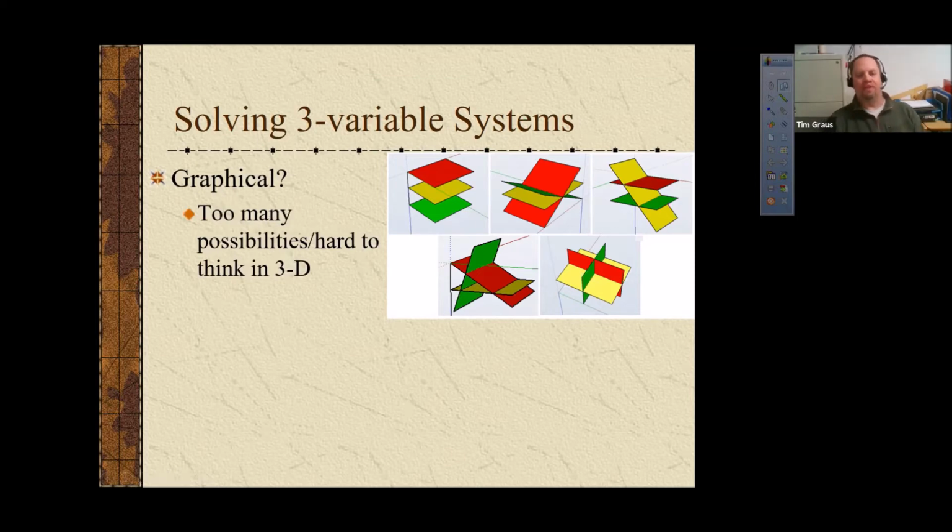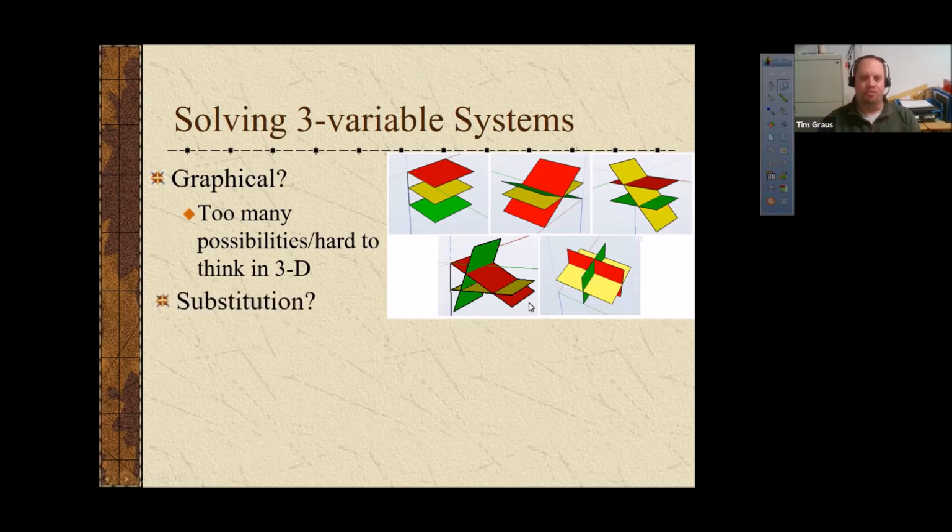So that's just a few of the things we can have. But really, graphically, it's too hard to think about all the different possibilities unless you have a good 3D graphing program on a computer or something. It's pretty hard to solve a system of equations like that graphically. So what are our other choices?